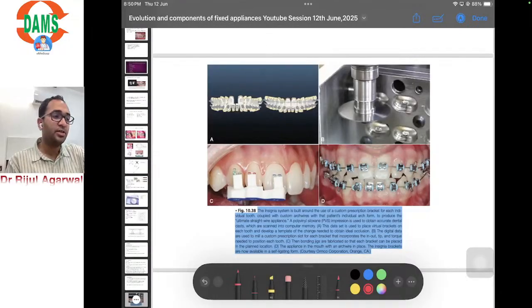So as I was telling, the Insignia system is an individually customized bracket. A CBCT of the patient is taken pre-treatment and a 3D scan is taken. Based on this 3D scan, it is incorporated into the computer software given by the Insignia system, and based on this they give you individually customized tip and torque brackets. This is placed using indirect bonding. Special indirect bonding trays come; you just etch, place the tray, cure, done.